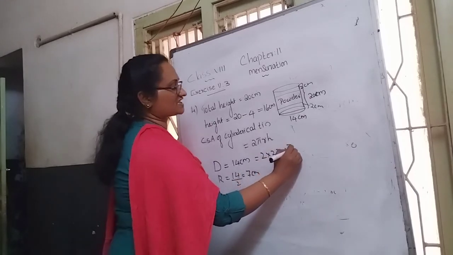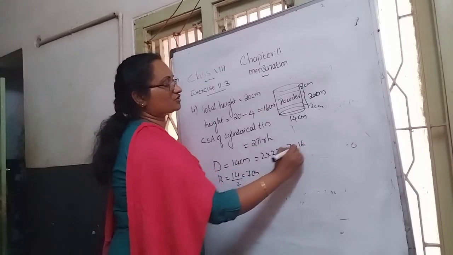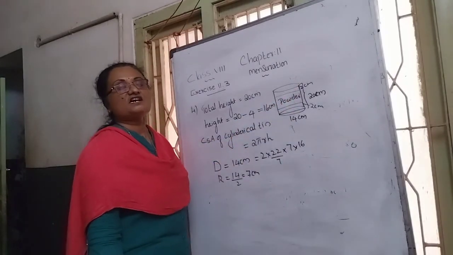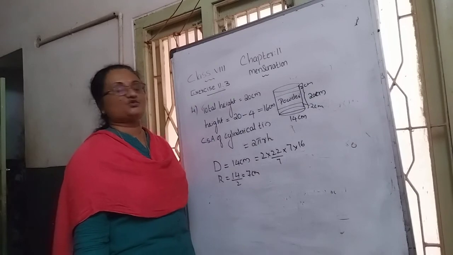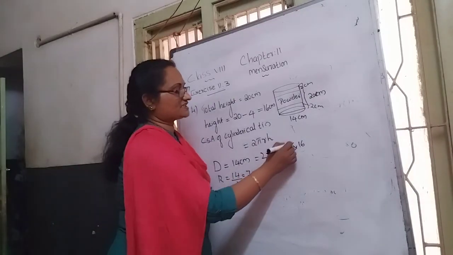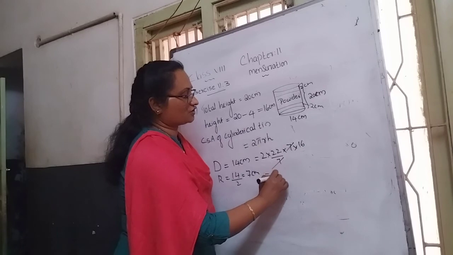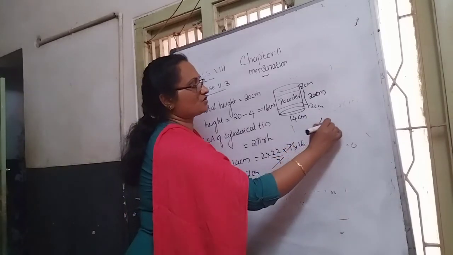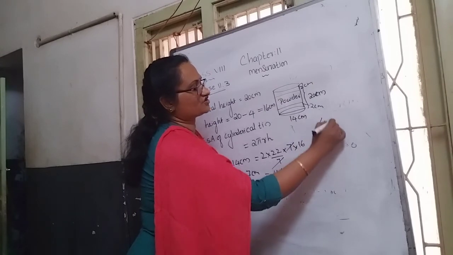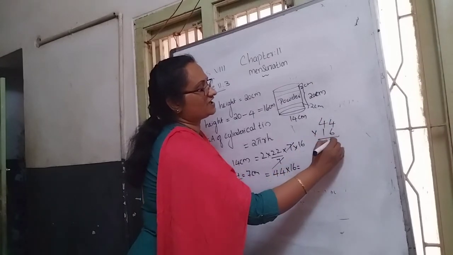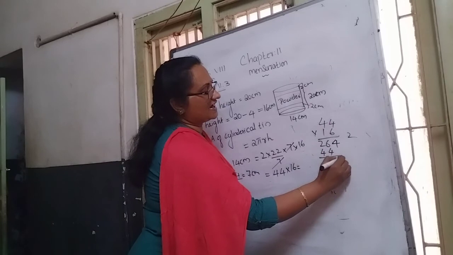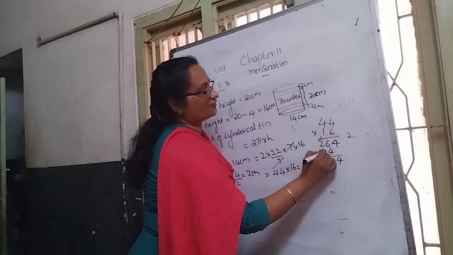Radius now we have 7. Height, how much? Not 20, 16 only. Why? Because the top and bottom 2 centimeter are reduced and the label is put on the curved part. 7 cancels. 2 into 22 is 44. 44 multiplied by 16. 6 fours are 24, carry 2. Then 24 plus 2 is 26. 4 adding here, 10, 7.